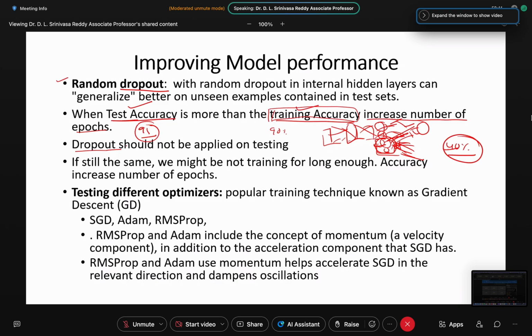So dropout generally we don't apply on testing. Only in the training phase we use dropout. After testing, you have to retrain the model. If the error is still the same, we might not be training for long enough. You drop that model and check a new model, or otherwise you increase the number of epochs. That's it. And then testing different optimizers.